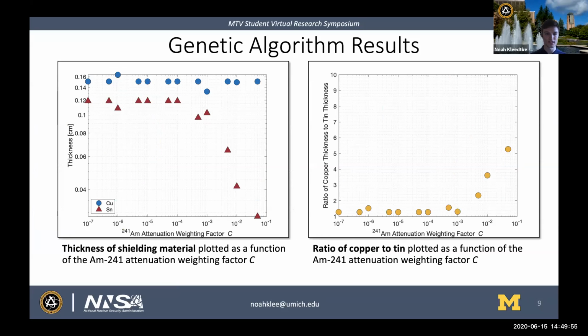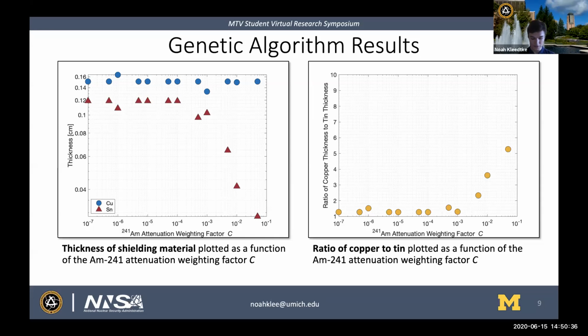The americium-241 attenuation weighting factor, that red C in the figure of merit which I was talking about before, was changed a total of 12 times. In the plot on the left, you'll see material thickness plotted as a function of that weighting factor. And as the weighting factor decreases, the material thicknesses for tin and copper asymptotically approach 0.12 centimeters and 0.15 centimeters respectively, when the optimal thicknesses do not change by more than 0.02 centimeters or 17% when the weighting factor is less than 10^-4.